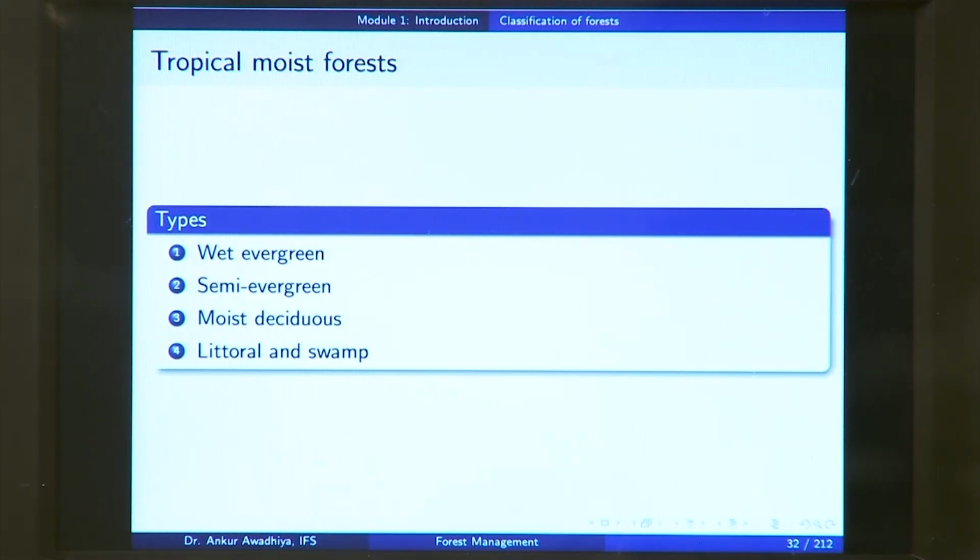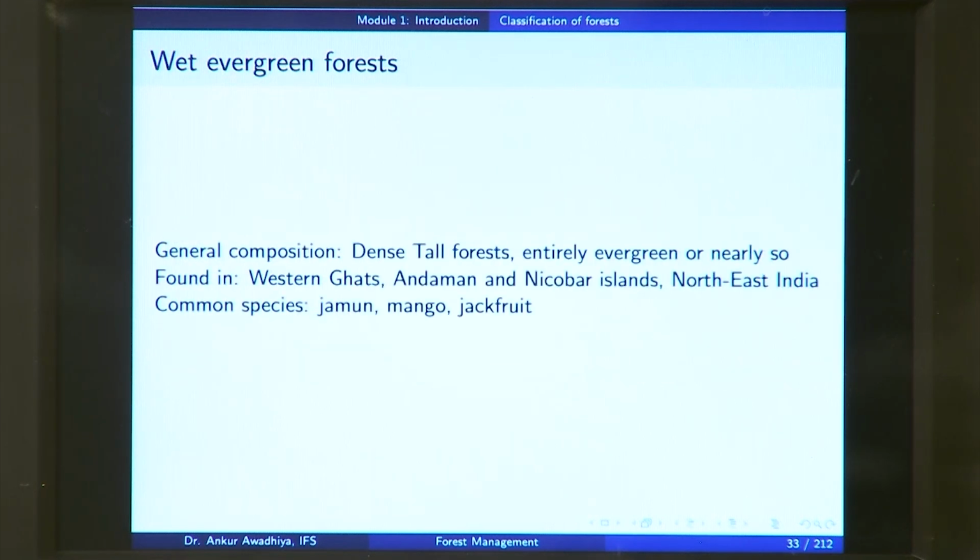As the name suggests, you have these forests in tropical areas with an adequate amount of rainfall, which leads to the tropical moist forest. And there are 4 different kinds of tropical moist forest: the wet evergreen forest, semi evergreen forest, moist deciduous forest, and littoral and swamp forest. So, what is a wet evergreen forest? A wet evergreen forest is found in an area that has heavy rainfall, which makes it wet. It is an evergreen forest, which means that all year round the trees will have their leaves. They will not be shedding their leaves in any particular season.